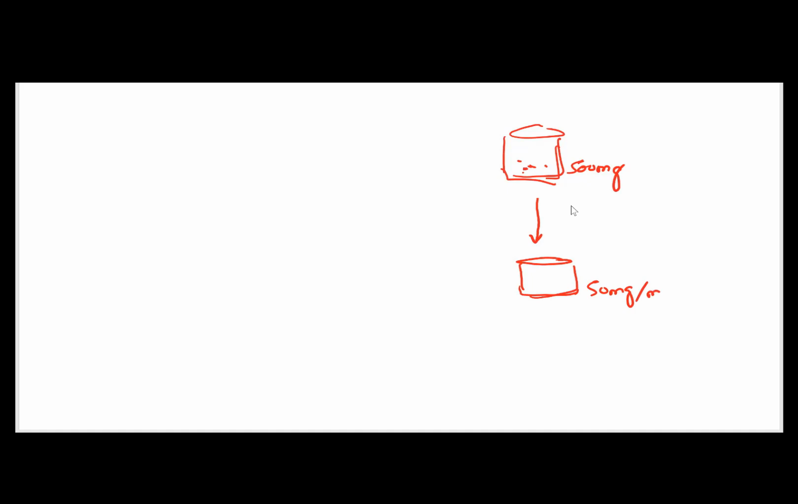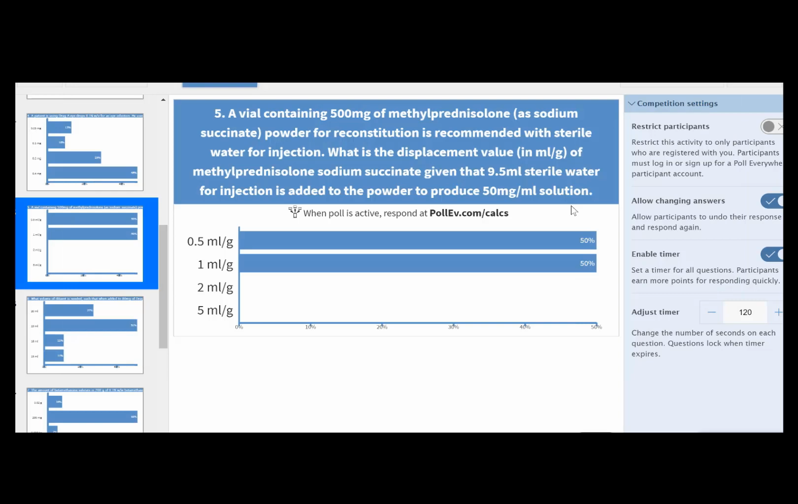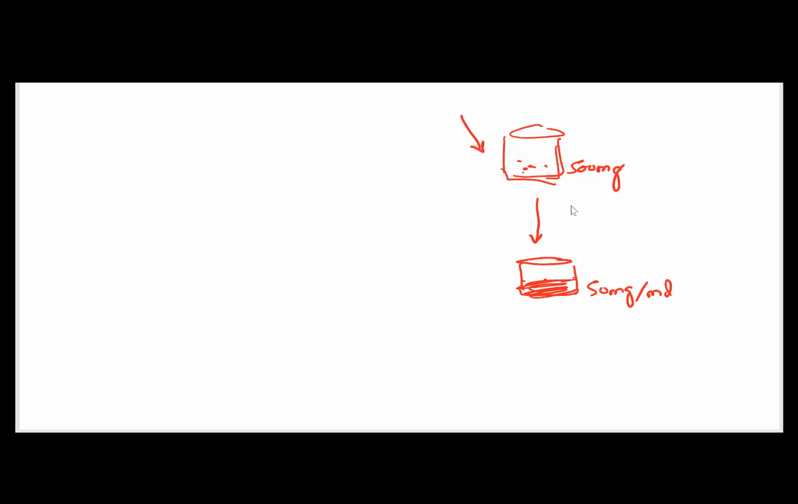That's the concentration of the final solution here. And in the question, we have also been given how much sterile water is added. So we reconstituted it with 9.5 mils. This is the information we have been given: you have a 500 milligram powder, and you reconstitute it with 9.5 mils so that the final concentration becomes 50 milligram per mil. So this is the information we have been given.